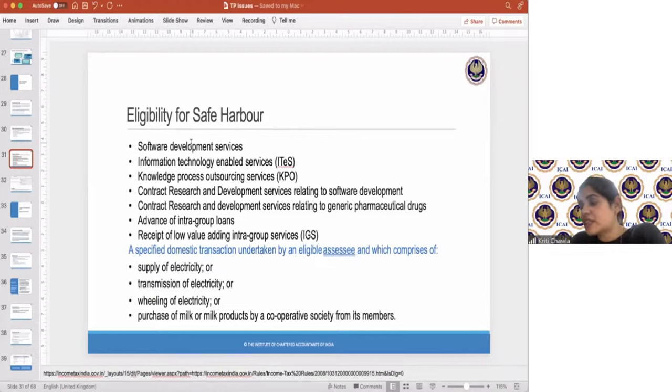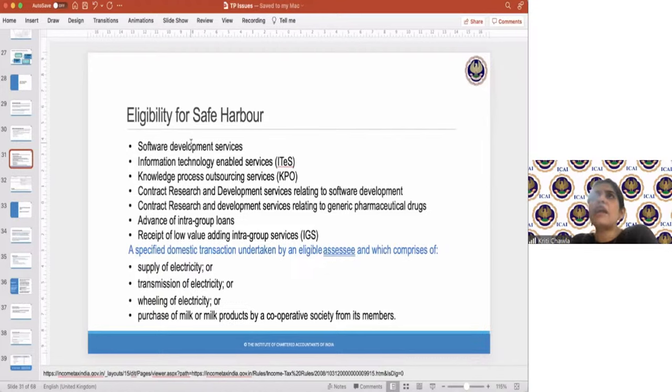So the taxpayer always said that, listen, the margin from these typical transactions, if I do these transactions with my associated enterprise, should be 5%. But the tax authority said that, no, it should be at least 10%. So there was a lot of litigation in terms of the margin from these particular transactions. So the income tax authorities came up with safe harbor rules.